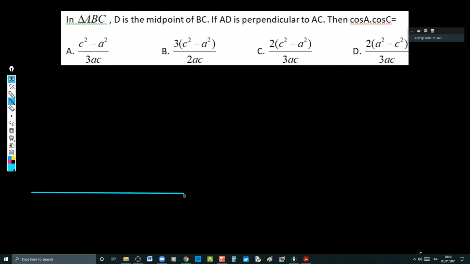AD is perpendicular to AC, he is saying. Let me take the base as AC, and D is its midpoint as given. So let me mark D here. D is the midpoint of BC. Yeah, you're right, Vita. Now, what is he saying? AD is perpendicular to AC.